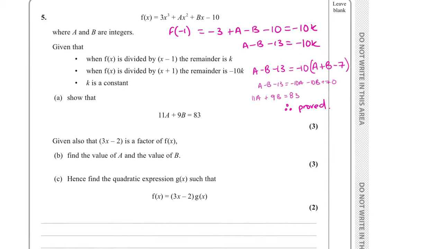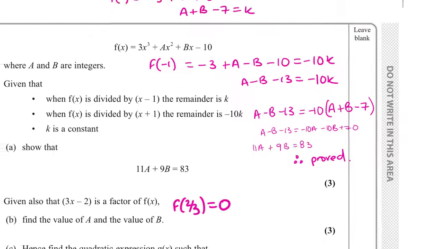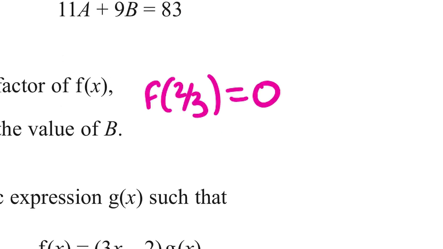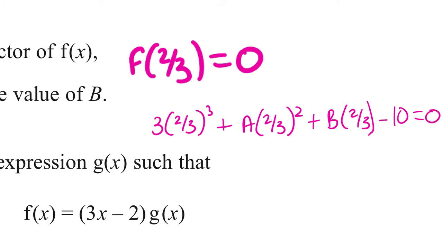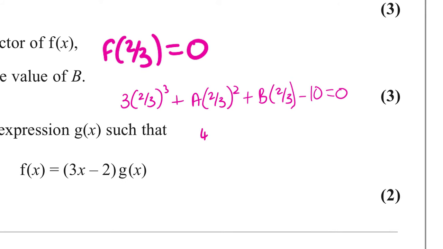It says, given also that 3x minus 2 is a factor. So what does that mean? f of 2 over 3 equals 0. So if I substitute this in, what am I going to have? 3 lots of 2 over 3 cubed plus a lots of 2 over 3 squared plus b lots of 2 over 3 minus 10 equals 0. And we know that because it's a factor. Okay, so then this is going to give me 4 over 9a plus 2 over 3b, and then if I just do that in my calculator, I'm going to get 82 over 9.